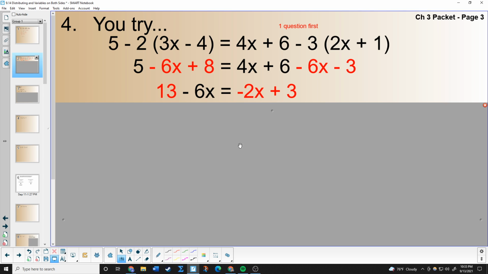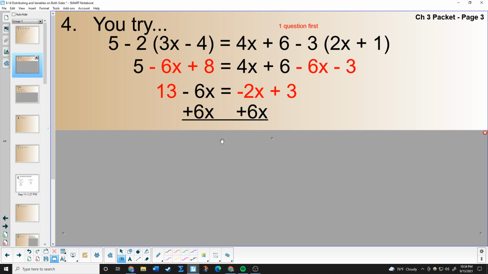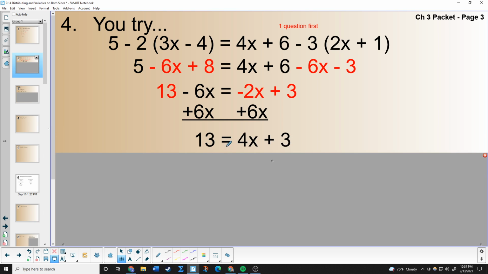So right here we have variables on both sides. This is actually something we're going to be talking about in just a second, but you can see in this case we add 6x to both sides. If you chose, you could add 2x to both sides. That's fine too. We added 6x to both sides. That's going to leave us with 13 equals 4x plus 3.